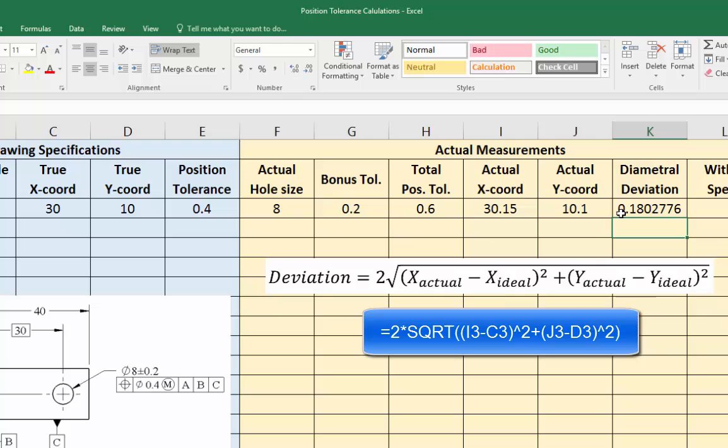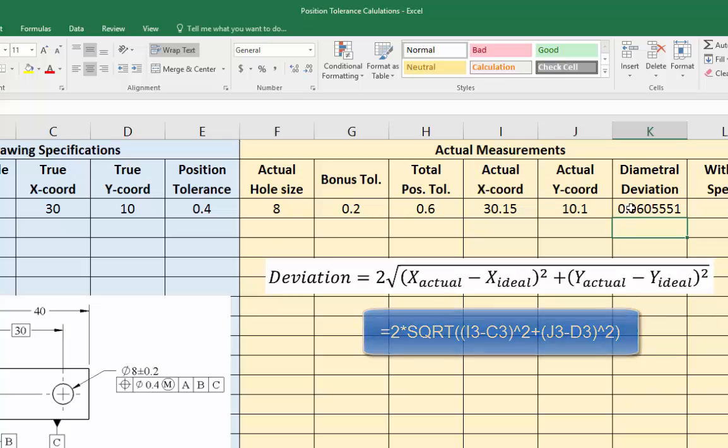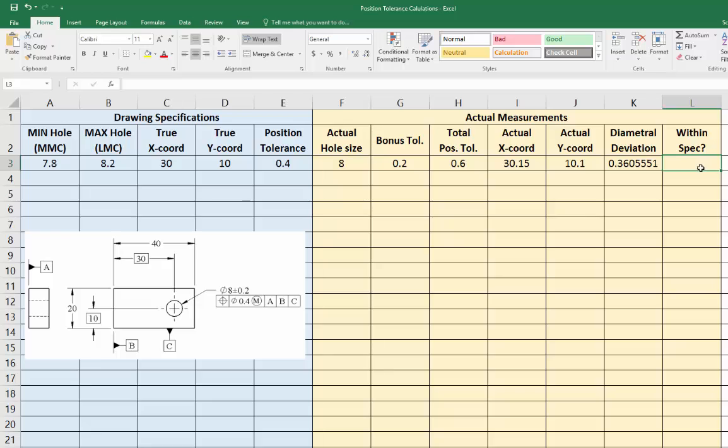Now you'll remember that this 0.18 millimeters is only the radial deviation. So let's go back into this equation and multiply by 2 so that we have a diametral deviation. Now we have the 0.36 millimeters. Now to check whether this part is within specification or not, we will not only need to check to see if the actual hole size is between these two values, but we will also need to check to see if this deviation is less than the total allowable position tolerance.